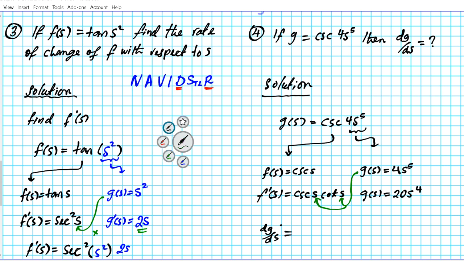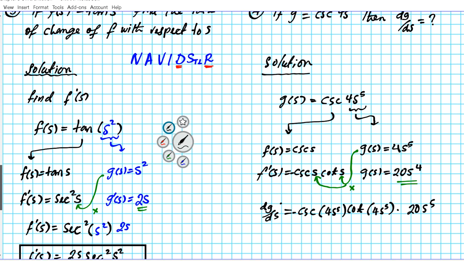dg ds is going to be cosecant 4s to the fifth cotangent 4s to the fifth, times the derivative of the inner. That's what the chain rule is. The derivative of the inner is 20s to the fifth. Actually, the derivative of cosecant is negative cosecant x cotangent x, so there's a negative component there. We don't want to forget that.